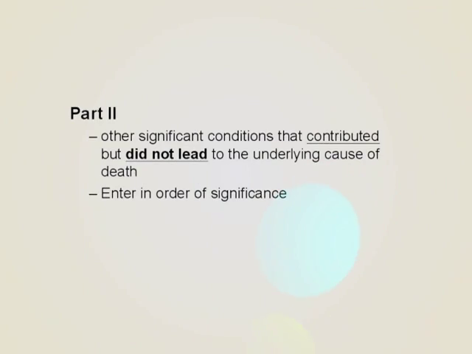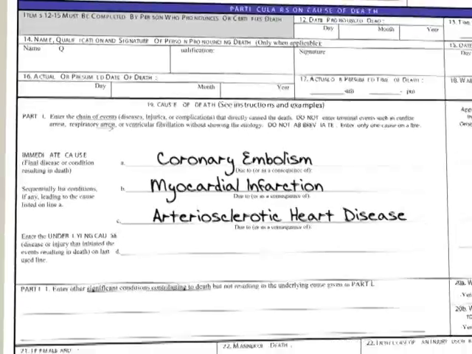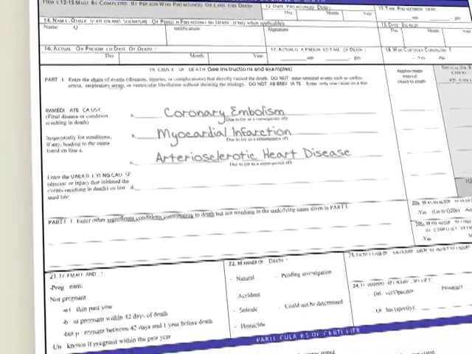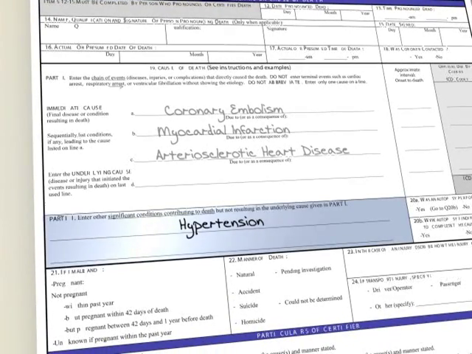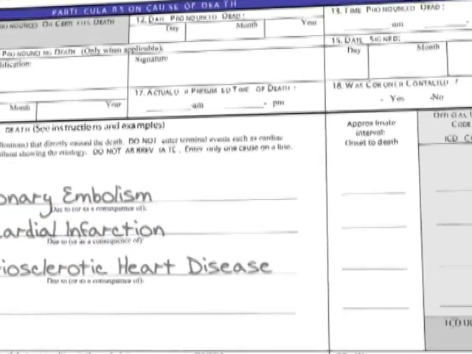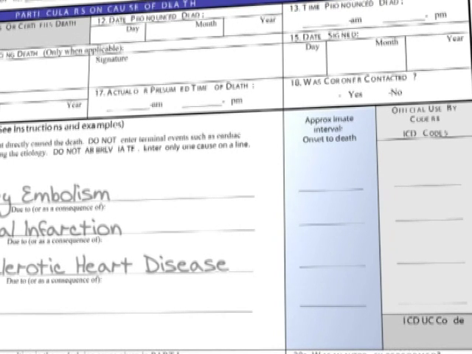After completing Part 1, the certifier must consider whether there were any other significant conditions that contributed to but did not lead to the fatal outcome. If so, these conditions should be entered in Part 2. The duration between the onset of each condition and time of death should be entered on each line of the certificate in the column provided.